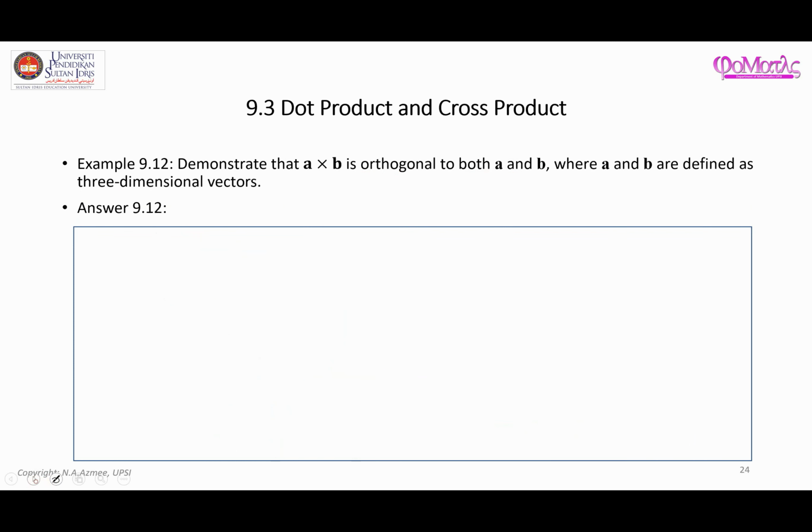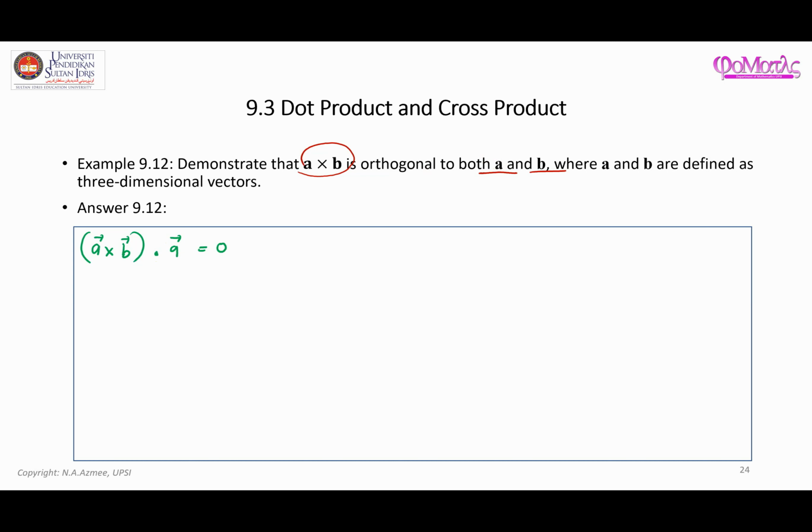Okay, next. So demonstrate that this vector here is orthogonal to both A and B, where A and B are defined as three-dimensional vectors. So for this one, you need to show that first A cross B, when it is orthogonal to A, that means the dot product to this vector must be equal to 0.